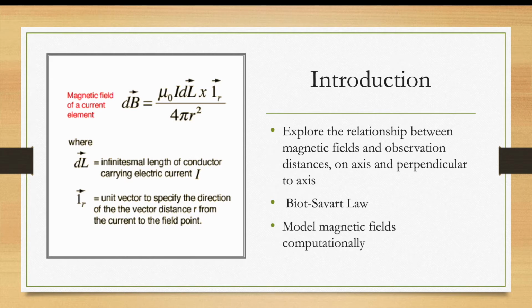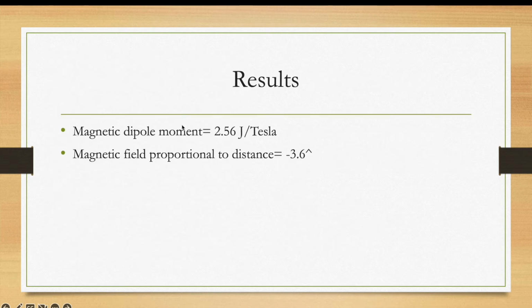First, in this lab, we are going to be exploring the relationship between magnetic fields and observation distances on axis and perpendicular to axis, specifically relating how distance affects a magnetic field. We will also be going over the Biot-Savart law and modeling magnetic fields computationally. Here's the Biot-Savart law so you can see it. We will reference it ahead.